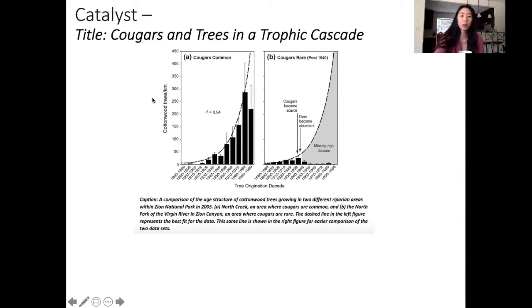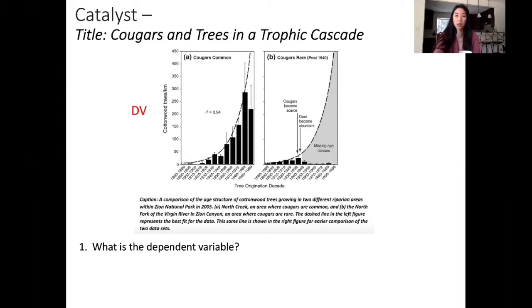So the number one question was, what is the dependent variable? And that would be, what is the scientist measuring? What are they taking data on? They were taking data on the cottonwood trees per kilometer. So they were measuring how many trees were in each of these areas. All right, most of you got that one right.